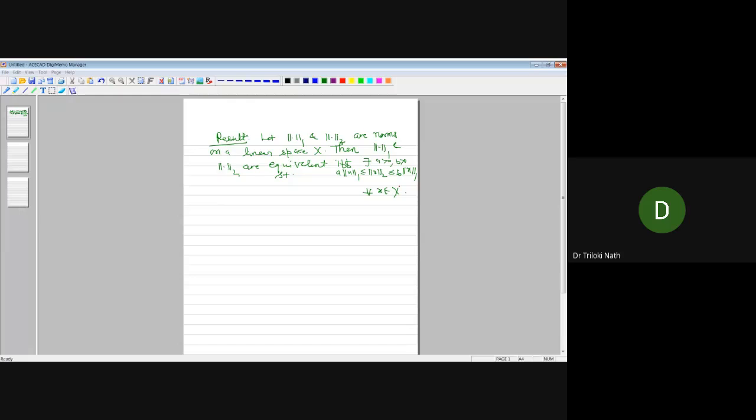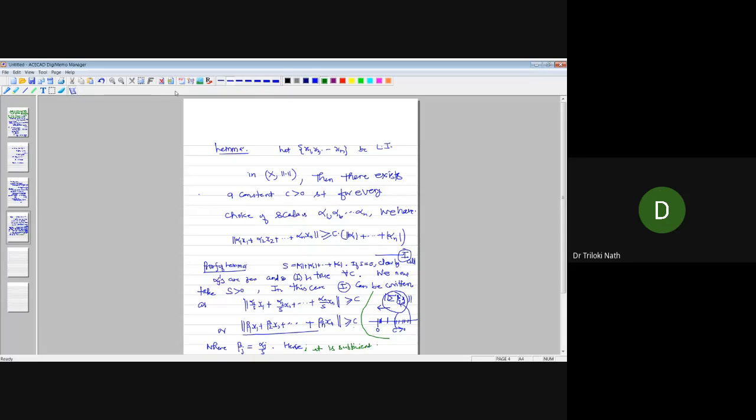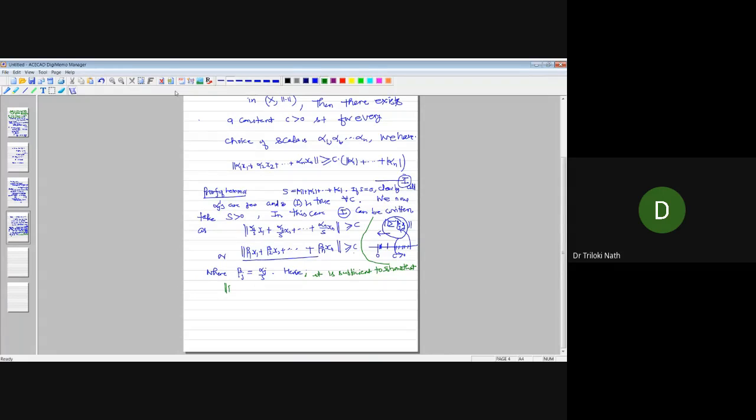So what we are going to do? Hence, it is sufficient to show that the norm of beta 1 x1 plus beta 2 x2 plus dot dot beta n xn cannot come arbitrarily close to 0.